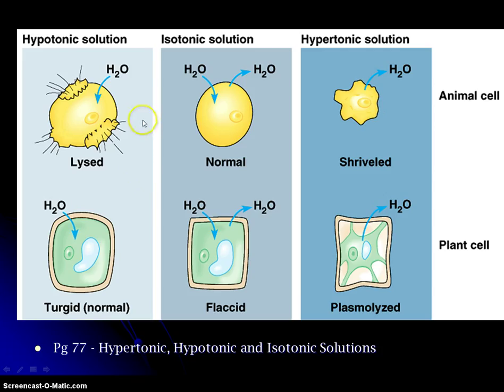So in a hypotonic solution, there's more solution inside the cell, so more water is going to move in, causing the cell to swell. In isotonic, there are equal amounts of water moving in and out because there are equal amounts of solution on the inside and outside. That's a balanced state. And in hypertonic, more water is moving out of the cell because there's more solution outside the cell, causing the cell to shrivel. That's the best example I could think of when comparing these three solution states for a cell.